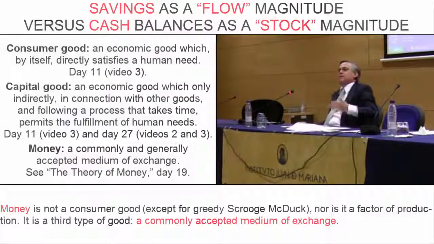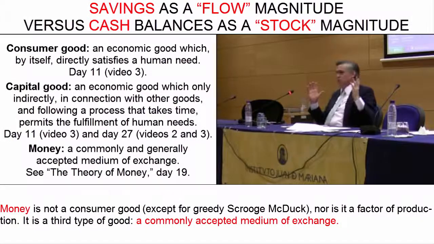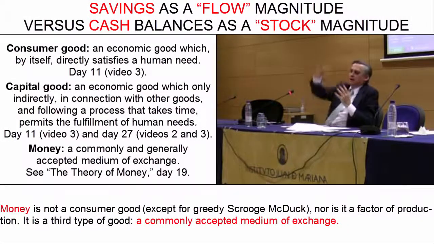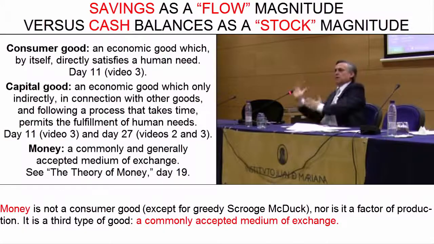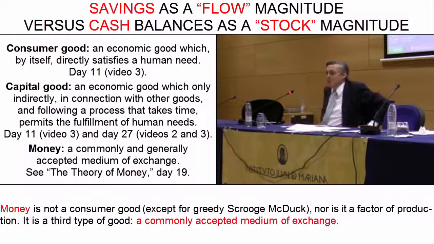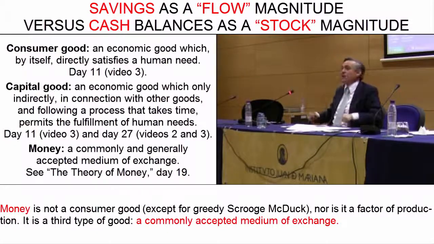There are three different types of goods, each with its own distinctive nature. There are consumer goods and services, capital goods, and money. Money is not a consumer good, except for crazy Scrooge McDuck who derives satisfaction from counting his gold coins. Nor is it a production good. Money is a commonly and generally accepted medium of exchange.